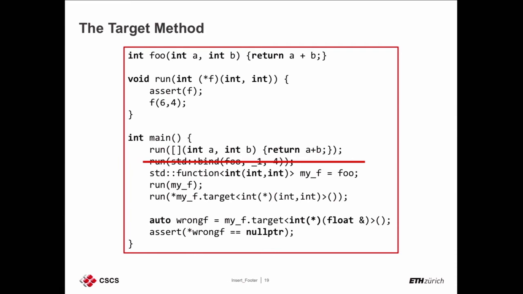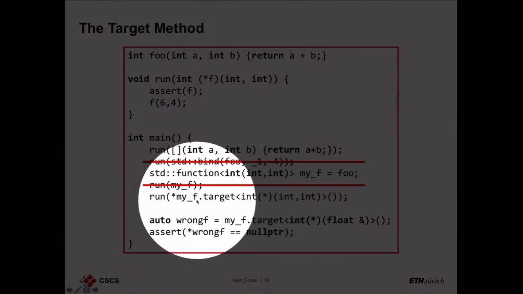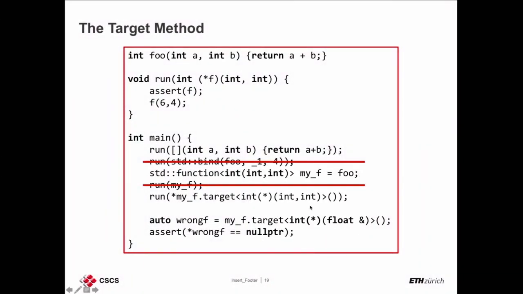Things you can do. Sorry, couldn't run this one. Why? myf cannot be run. Oh, yeah, sorry. A std::function cannot be converted to a function pointer by itself, but you can do it with this target thing. You can get this function pointer out. And if you get the wrong type, it will barf at you.